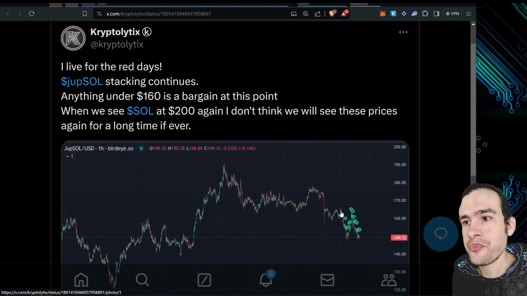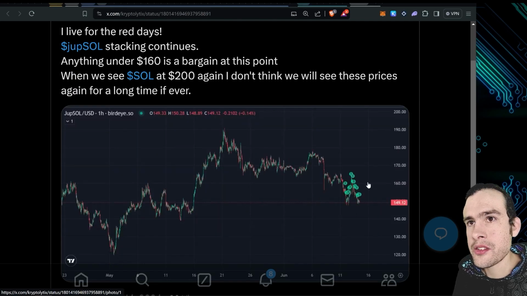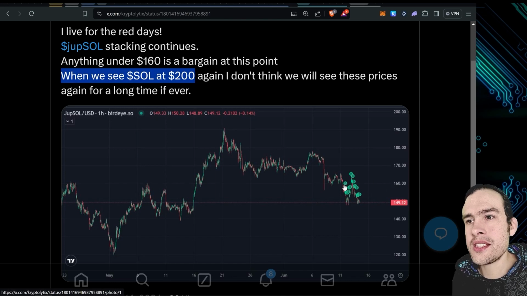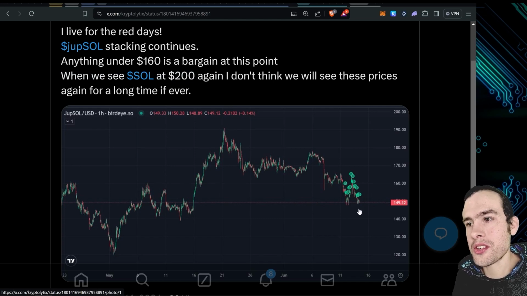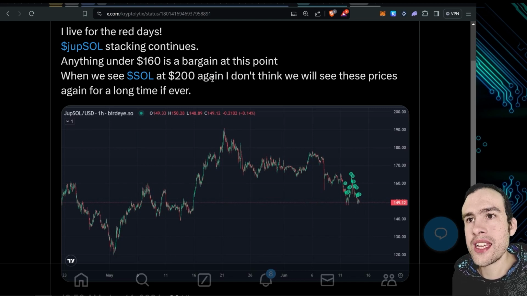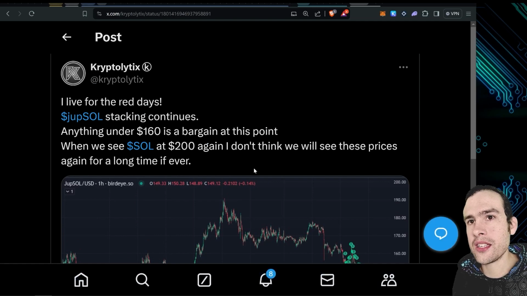I've been stacking dupe. That's my DCA turned on. It's a very small DCA, I think this one is, and I've got the big one. 160 is my cap, so anything under 160, the DCA turns off for this smaller one. And then the big one, where all of the orders are quite a lot larger for buying spot, which is dupe SOL again, that's at your 140 level. But when we see SOL at $200 again, I really don't think we will see these prices again for a long time, if ever. And I still believe this.